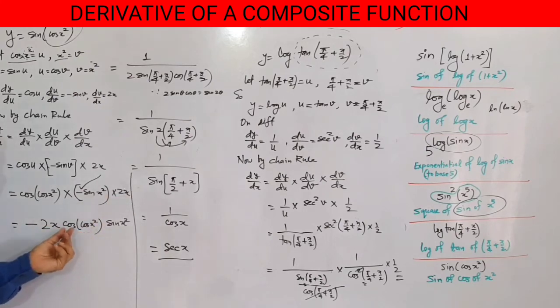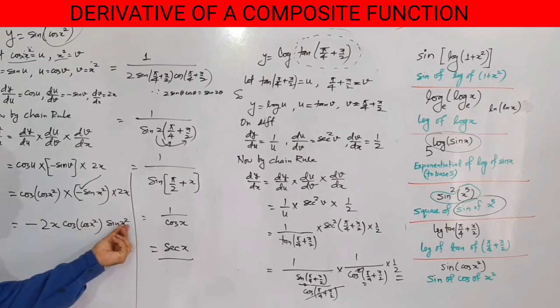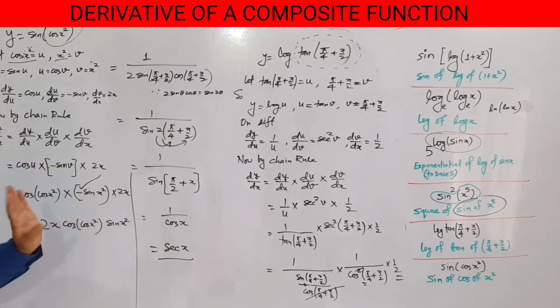Here the arguments are different. Cos of this angle is different and sin of x square is different. So 2 sin theta cos theta will not work. So this is how we do.